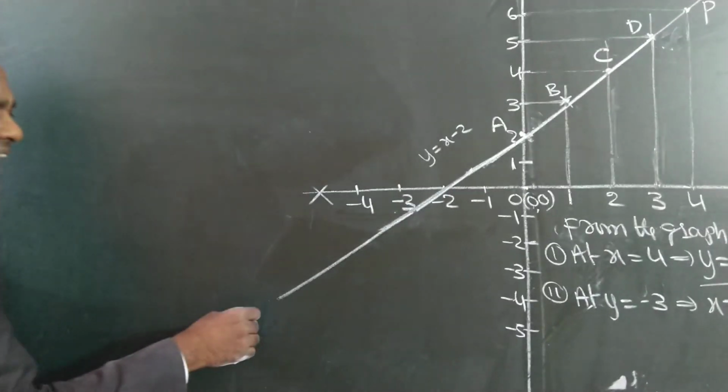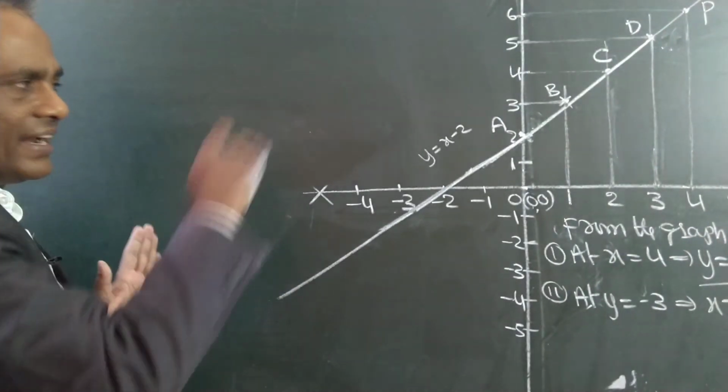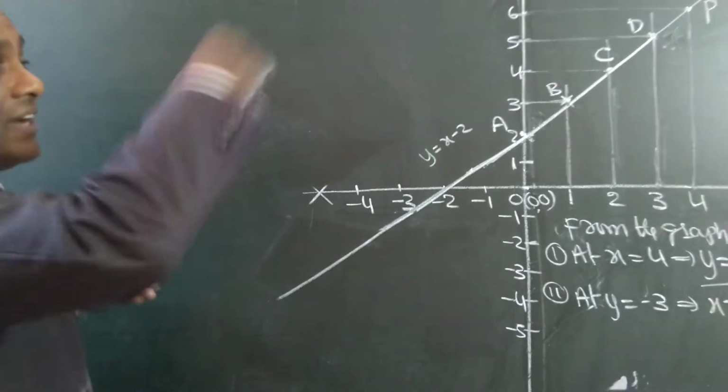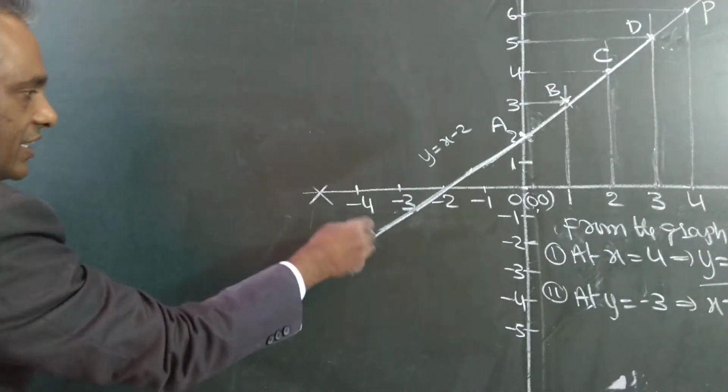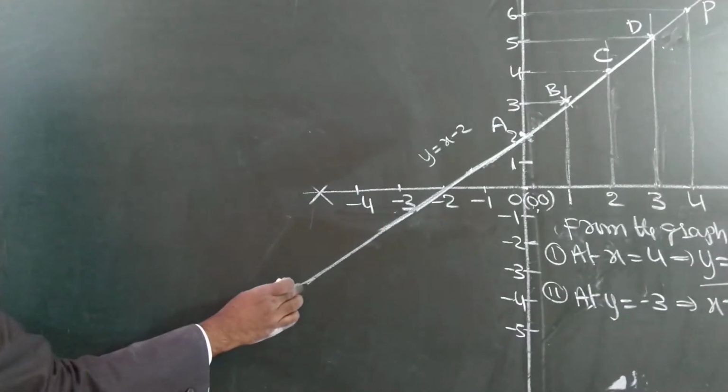We have to extend. Line means there is no limit. Line means there is no one end and other end. So a line segment will have ends, but a line has no end. That will continue up to infinity. This will continue up to infinity. So there is no end for the line.